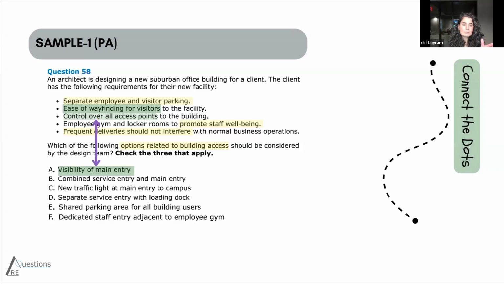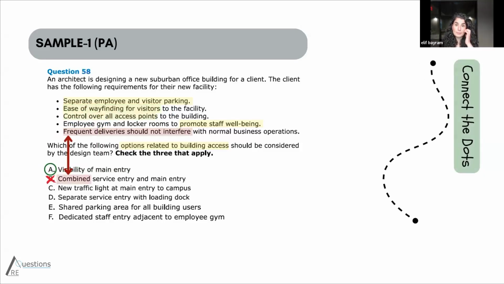So I think option A is hitting 2 points here: ease of wayfinding and control over all access points, because it's visible. When I say the conceptual relationship, that's what I'm talking about. So I think that's why option A is correct.